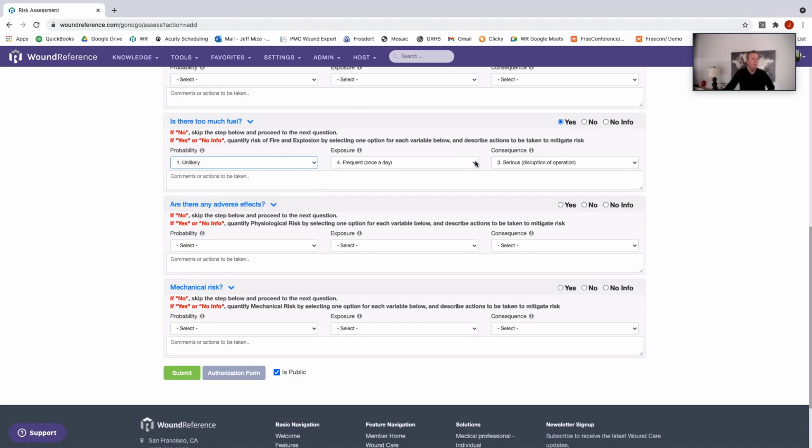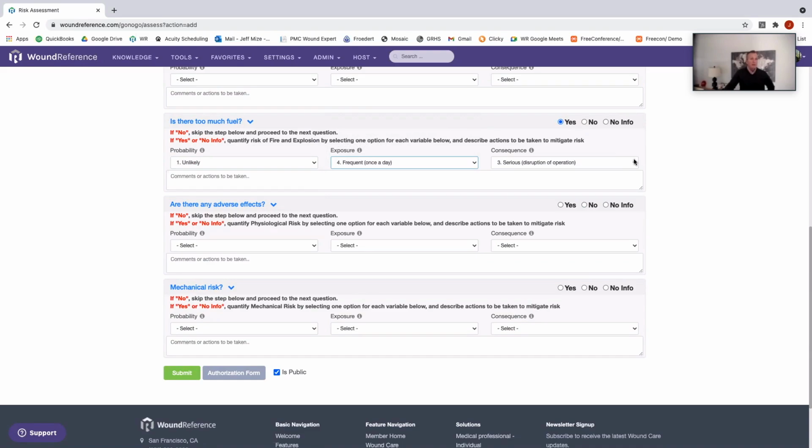What's the frequency? So when we look at exposure: rare, less than once a year, once a month, occasional, once a week. Well, if it's Zeroform and it's the dressing that has to stay in place, we can't remove the dressing. We know that it's going to be at least once a day, as we're treating this patient at least once a day, possibly twice a day.